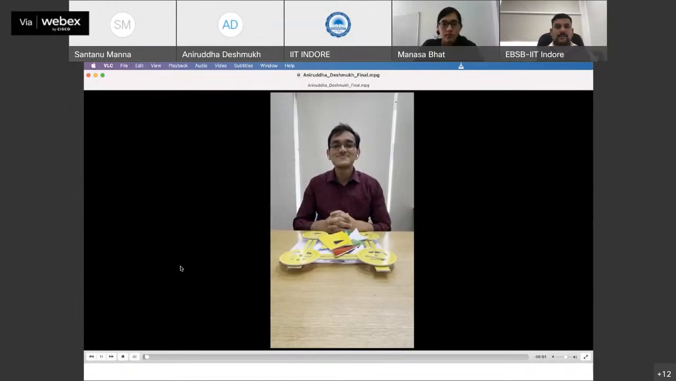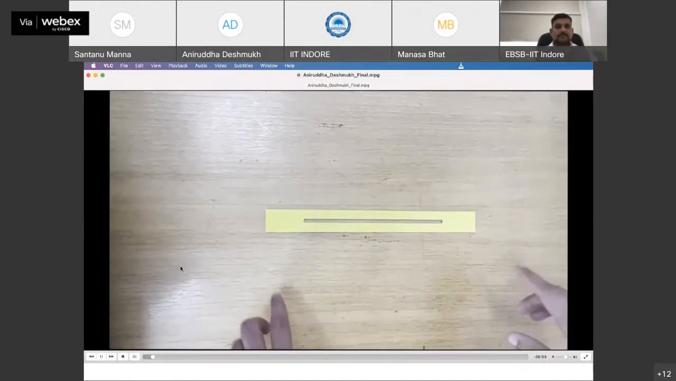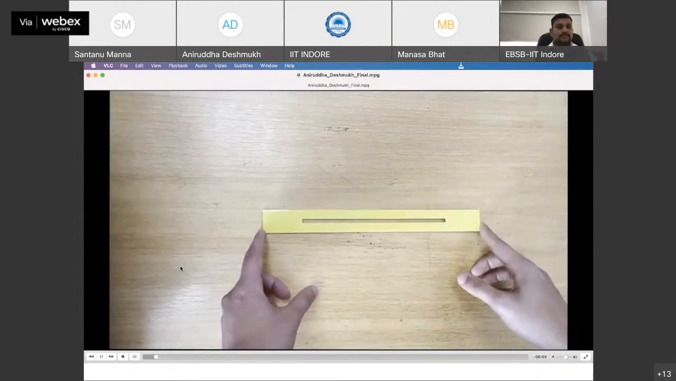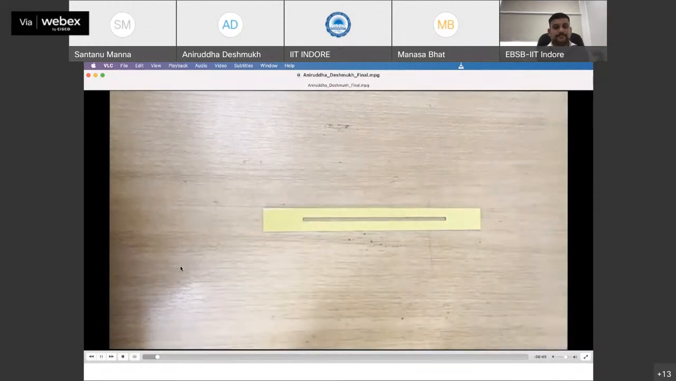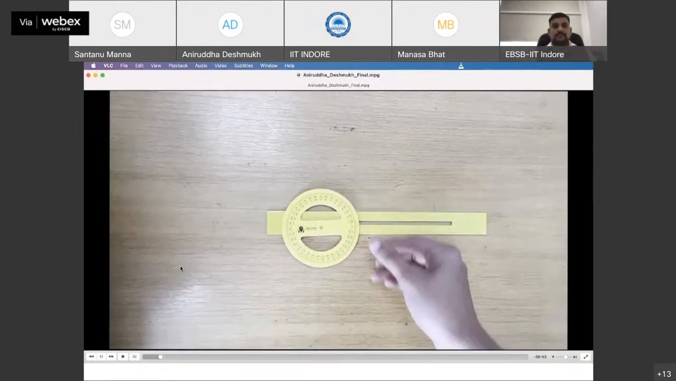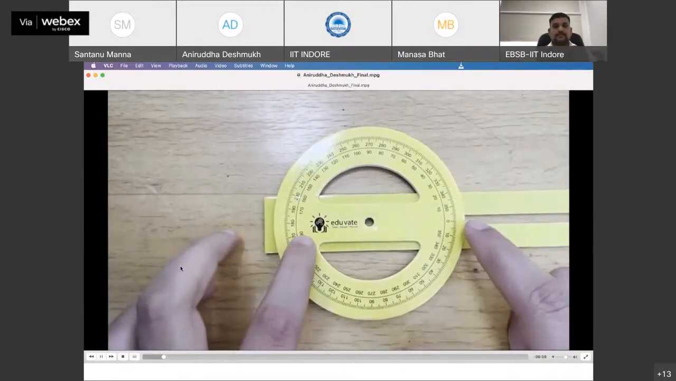Hello, I am Anirudh Deshmukh, PhD scholar at Department of Mathematics, IIT Indore, and today we'll be learning some basic geometry using some models. So, okay, let us begin. We'll be first looking at lines and angles. So this small segment is going to demonstrate lines, and using this, I'll be measuring angles. So yes, there are two ways to measure angles.